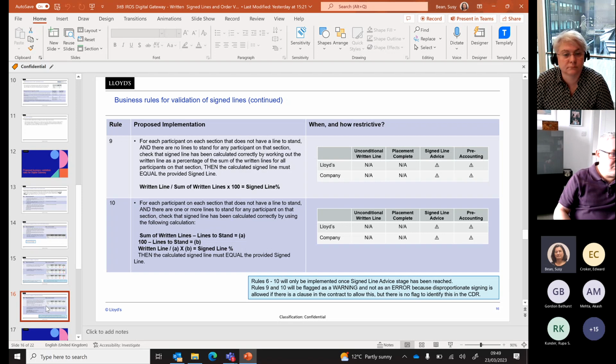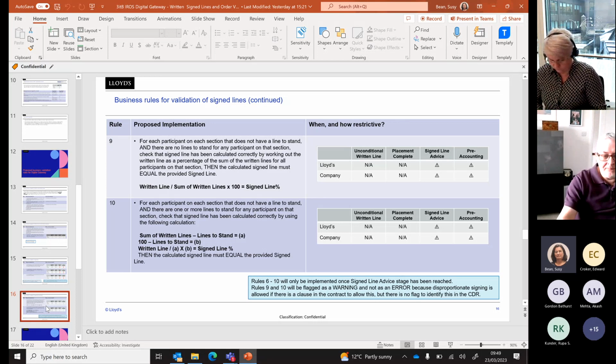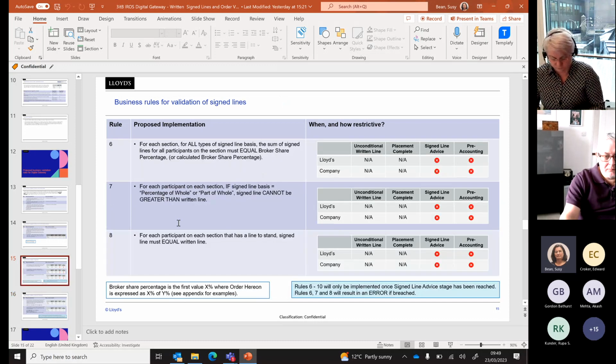Yes. So basically, this goes back to the one at the beginning about disproportionate, and whether we put this as a warning. So we put this as a warning if it breaks. Mathematically, what we're trying to do here is validate that the lines have been apportioned correctly. For each participant on each section, if the participant has a line to stand, we've covered them in rule 8.